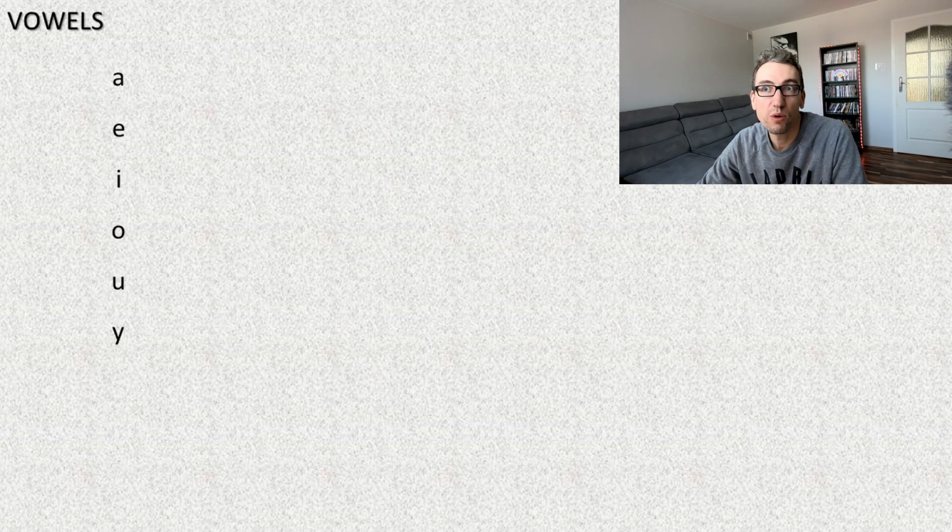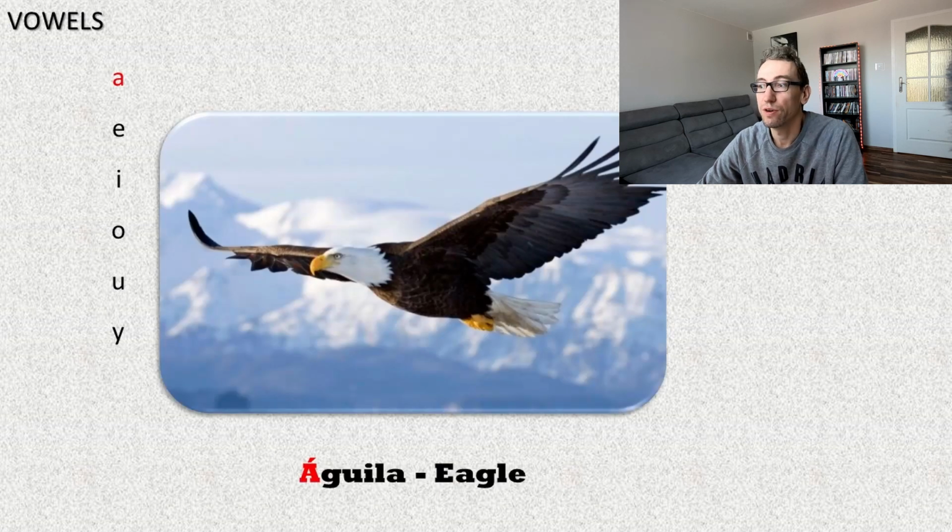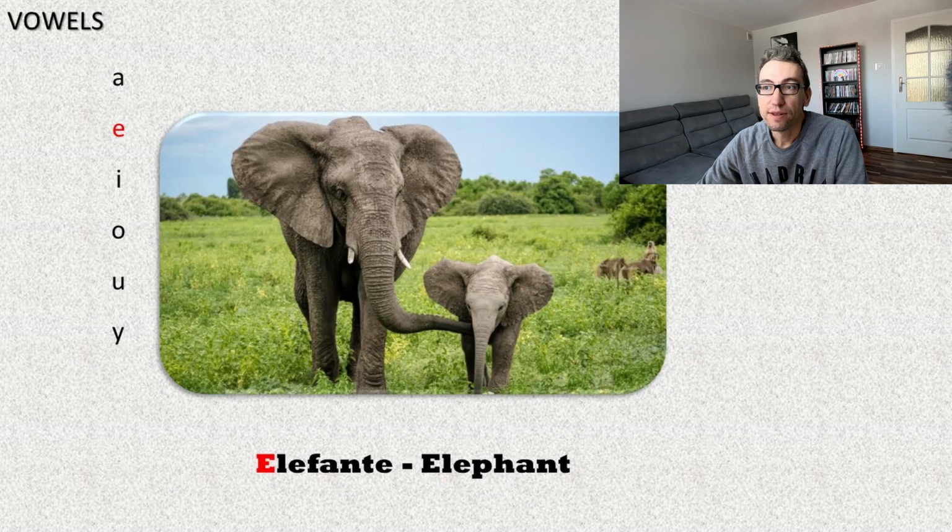Now let's go to vowels. The sound is pretty obvious. We have A, E, I, O, U, and Y. So the sound of A is águila. A is A. Águila means eagle, by the way. E, like in elefante, which means elephant.